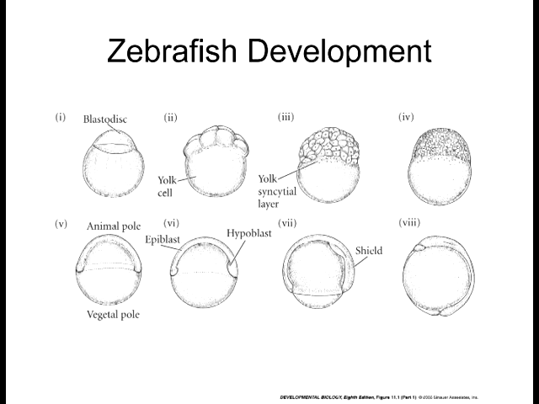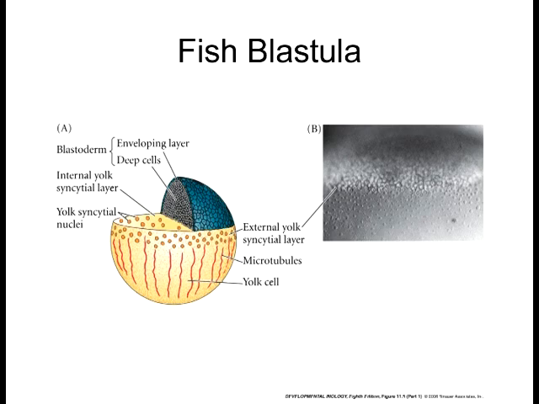But the main part here is this blastodisc, and this is where cleavage is occurring. It is exposed to the yolk syncytial layer during the initial stages. We'll talk more about that when we get into axis specification. Eventually it closes off because it has received all of the paracrine signaling it needs from that yolk syncytial layer, and then the cells will start undergoing gastrulation. So those are the initial stages of cleavage.